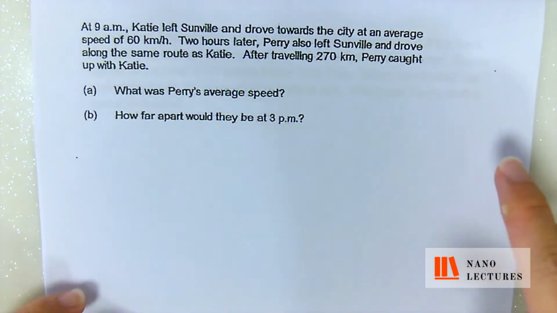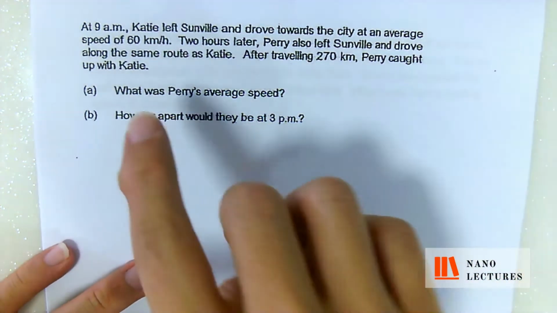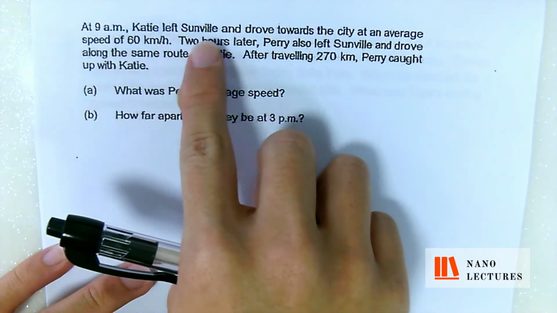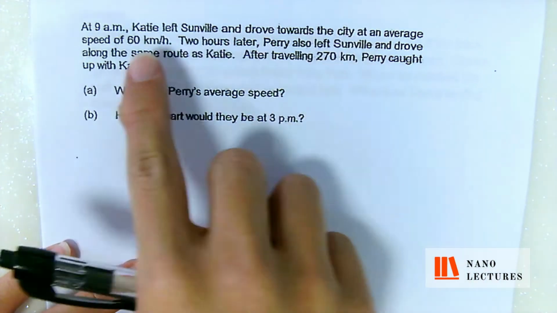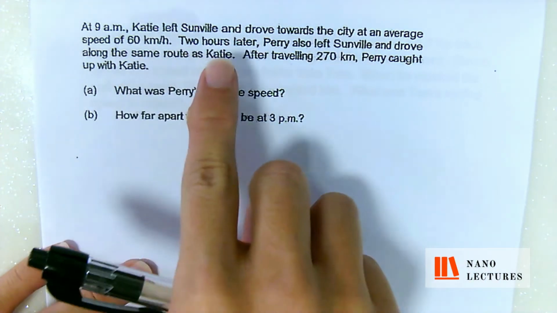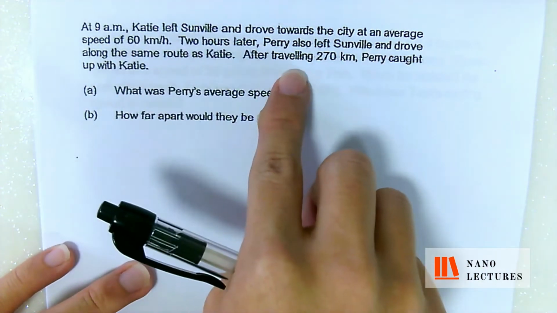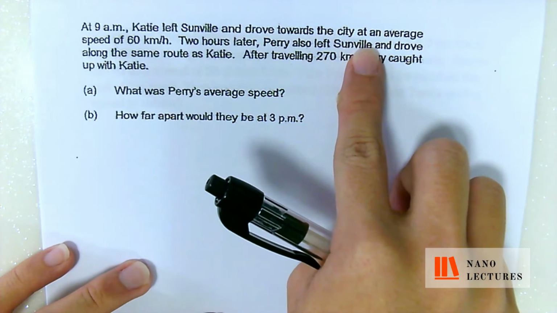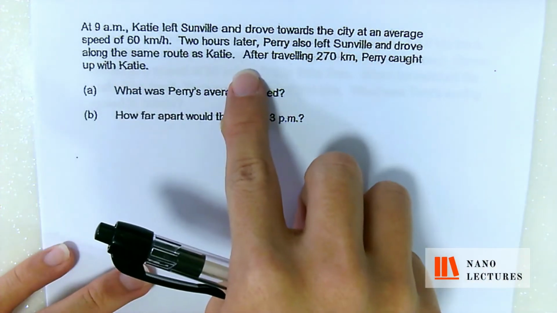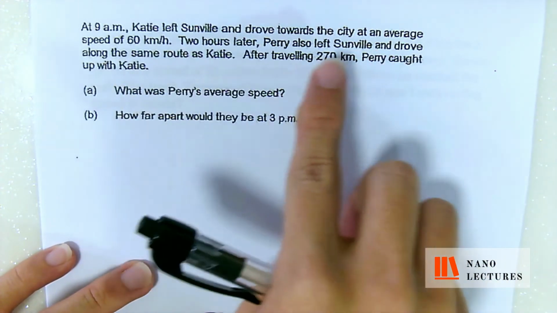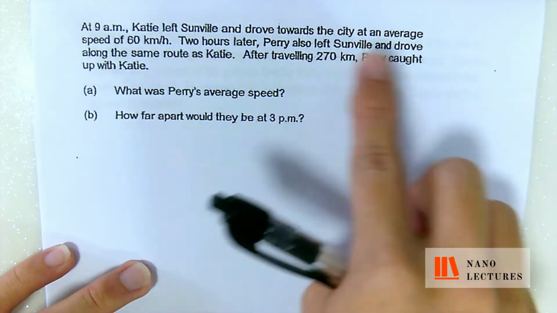Okay, this is another difficult question, so please listen up. They told us that at 9 a.m. Katie left Sunvale and drove towards the city. Her speed was 60 km/h. Now 2 hours later, which means 11 a.m., Perry left Sunvale. Oh, Katy Perry. So Perry left Sunvale and also drove towards the city, the same route as Katie. After traveling 270 km, Perry caught up with Katie.